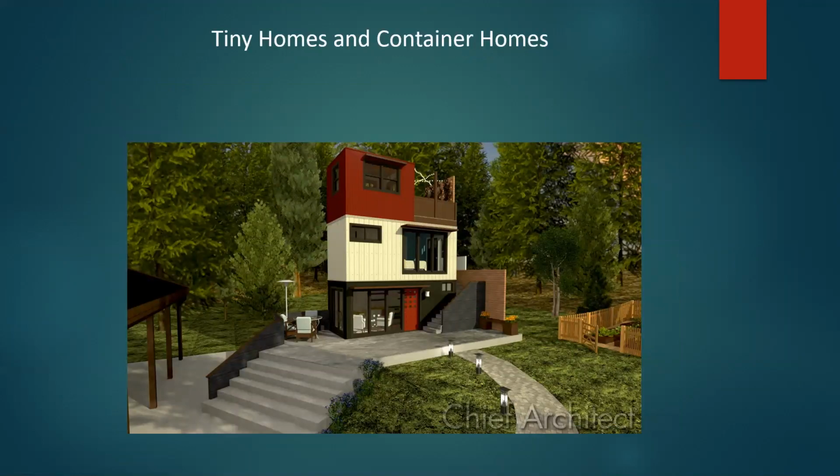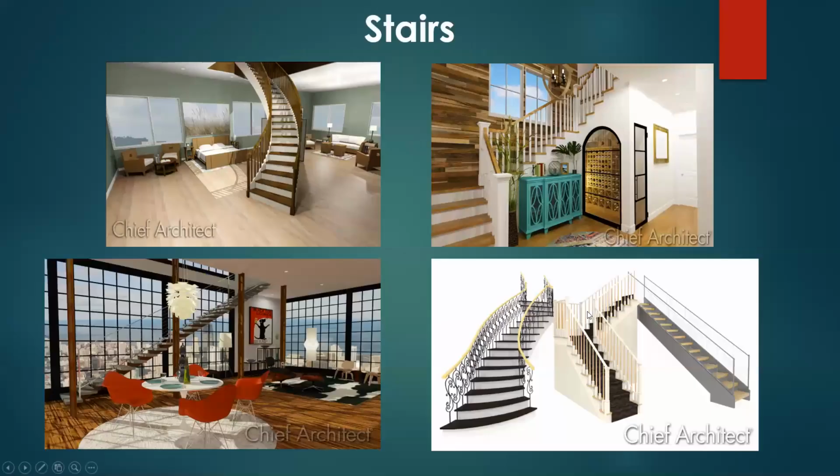Here's an example of tiny homes and container homes. You can design the interior of these. You can actually use the materials in our libraries to create the surfaces on these buildings. It shows a little bit about the landscaping functionality. Little garden over there, fences. All of this is created with the items that are in Chief Architect.